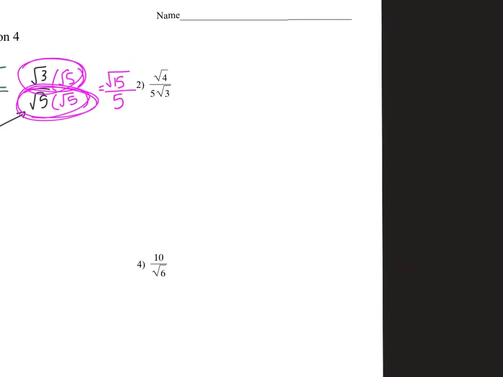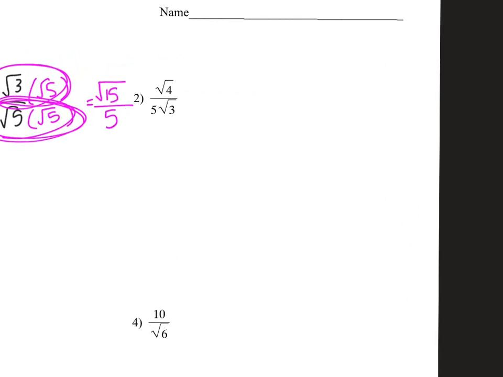Okay, let's take a look at number 2. So again, step 1 is going to be, let's simplify whatever we can. So up top, you guys know that the square root of 4 is actually 2. So simplify it first. Next, I'm going to rationalize, which means I need a way to get rid of this radical in the denominator.